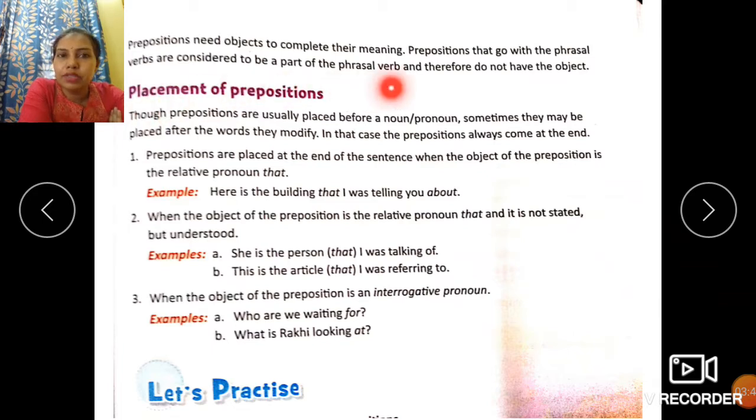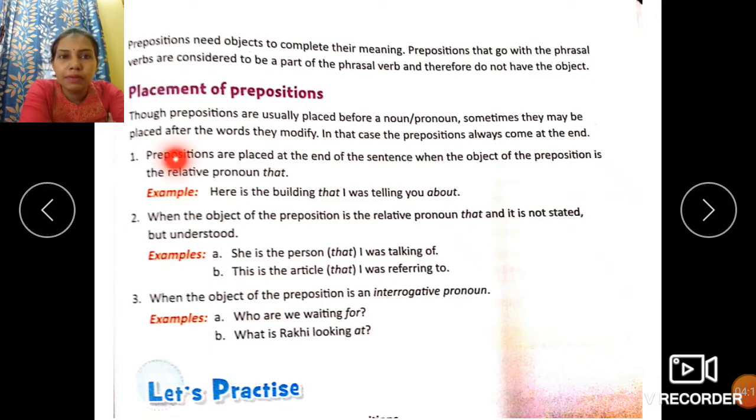Now, placement of preposition. Though prepositions are usually placed before a noun or pronoun, sometimes they may be placed after the words they modify. In that case, the preposition always comes at the end. Now, it is not always that prepositions occur before the objects. There are certain conditions under which we find that the preposition is used at the end of the sentence. These three points given here under this heading, placement of preposition, will tell us in which conditions or under what situations exactly the preposition is used at the end of the sentence.